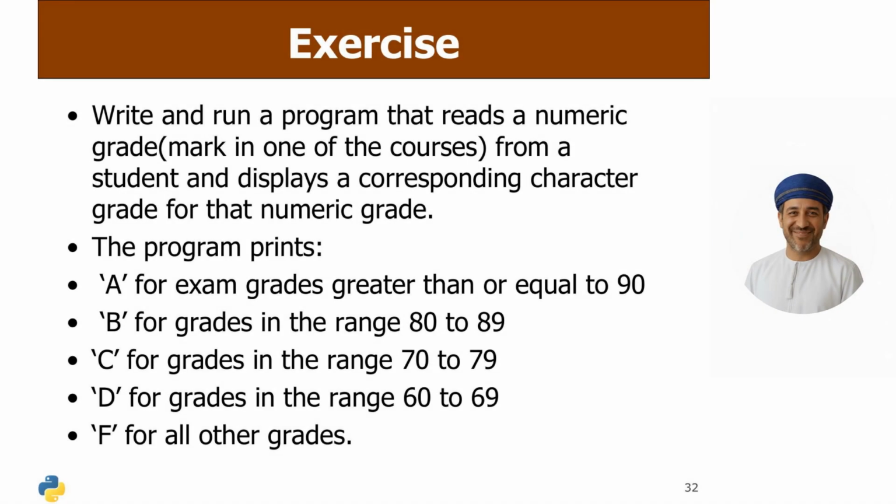Develop a program to convert numeric grades into letter grades. Input a student's numeric grade and the program outputs: A for 90 and above, B for 80 to 89, C for 70 to 79, D for 60 to 69, and F for anything below 60. This exercise enhances understanding of conditional statements.